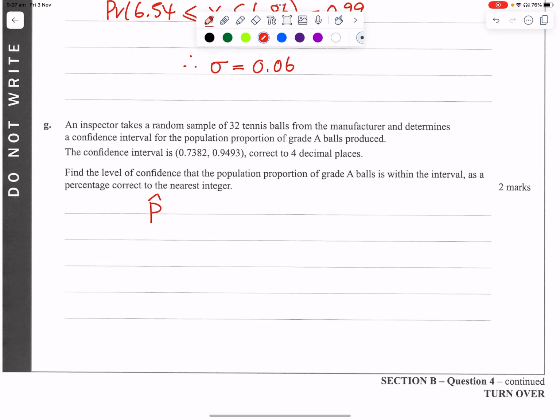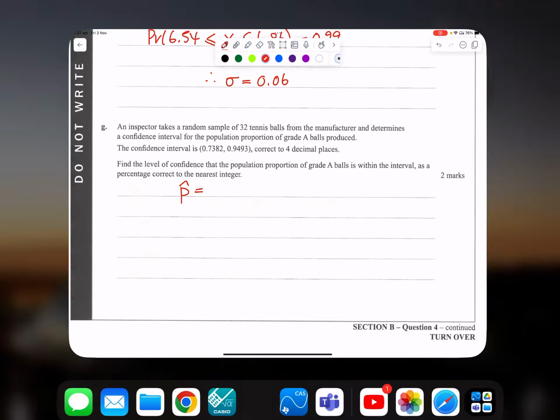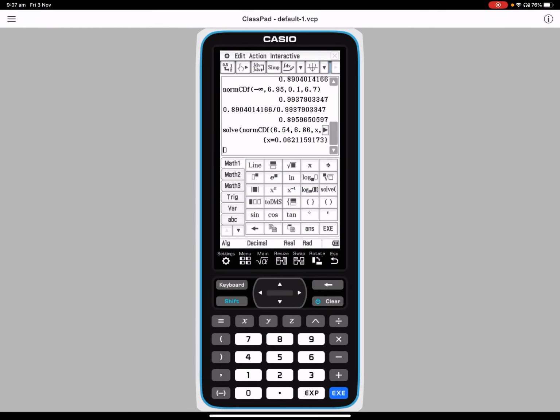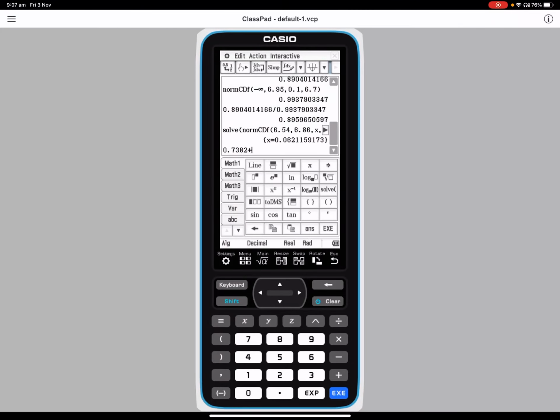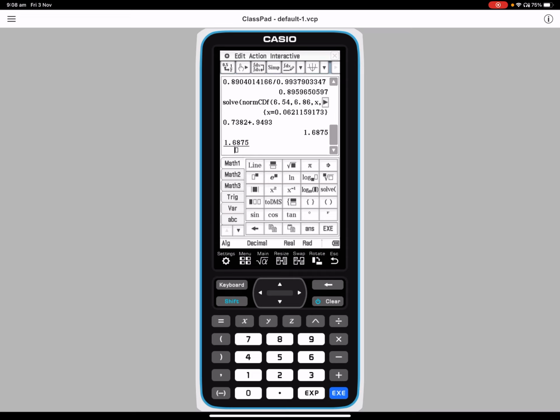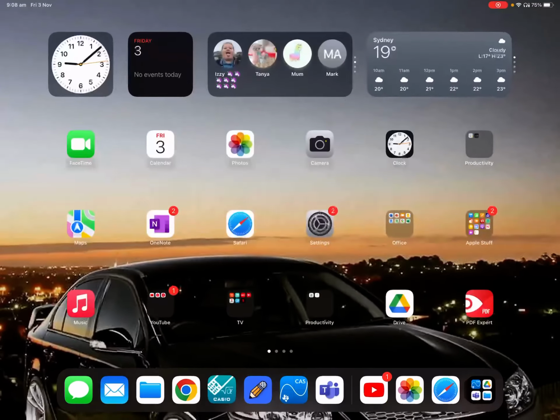So we know p hat is 0.7382, and then the other one's 0.9493. Divide that by 2, put a 5 on the end. 0.84375.